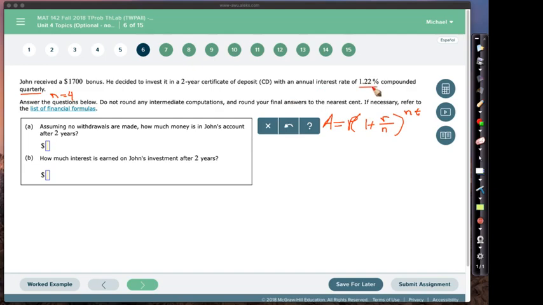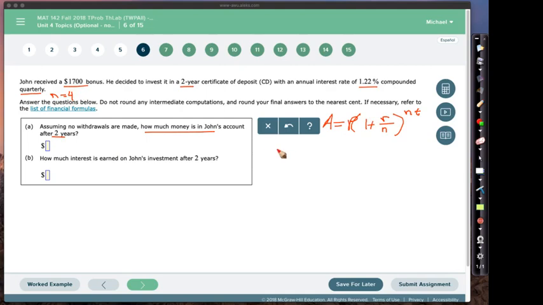Okay, highlight our numbers again. Assuming no withdrawals are made, how much money is in John's account after 2 years? So how much money is in the account? We need the accumulated value. How much interest is earned on John's investment? We do not calculate the interest directly. We take the total amount earned and subtract what was put in.